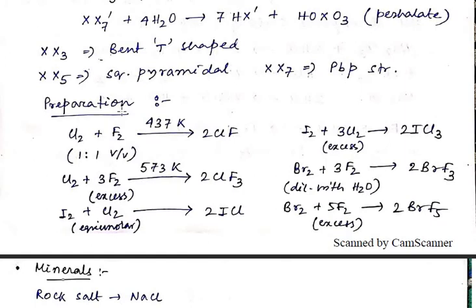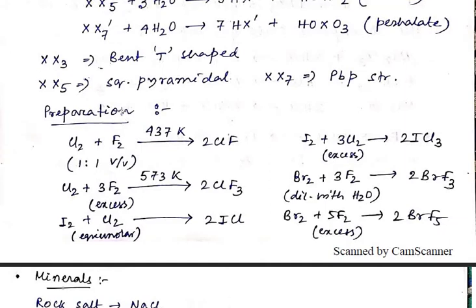More reactions for the synthesis of the interhalogens are also there. When iodine and chlorine react together and the amount of chlorine is in excess, then it will form ICl3. Similarly, when chlorine and F2 react at 473 Kelvin, it will form ClF3. Bromine and F2 form BrF3. I2 and Cl2 form ICl. Bromine and F2 form BrF5. So in this way we can easily synthesize the different types of interhalogen compounds.